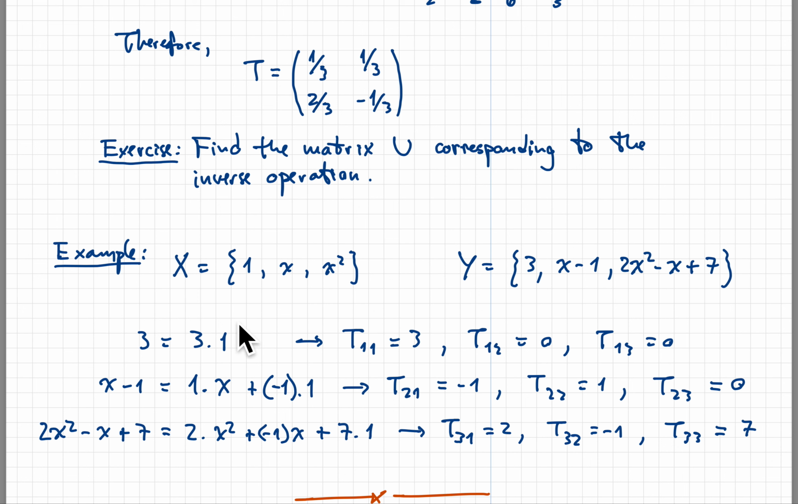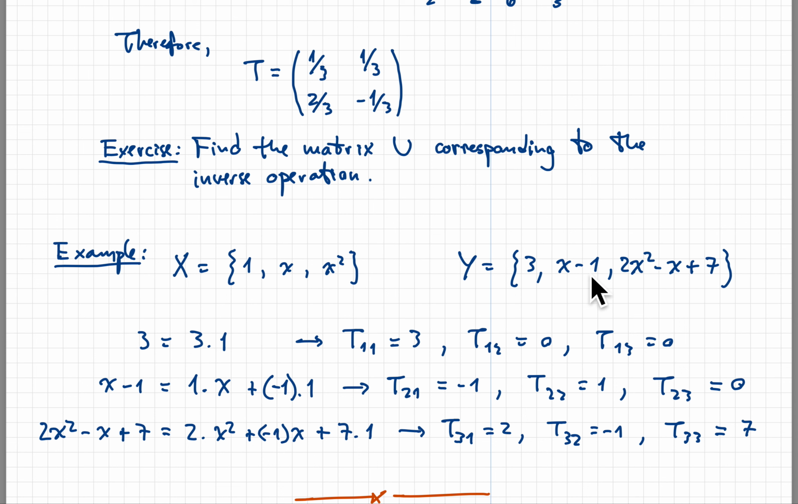Well, 3 can be written as 3 times 1, obviously. And so this tells us that t11 is 3. The 1 here comes from the fact that we're representing this vector, and the other one comes from the coefficient of this guy. So that's 3, but there's nothing else in this 3 that points to x or x squared, and so this is 0 and 0 for t12 and t13.